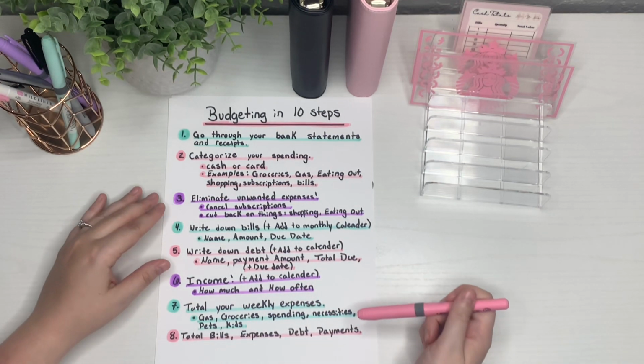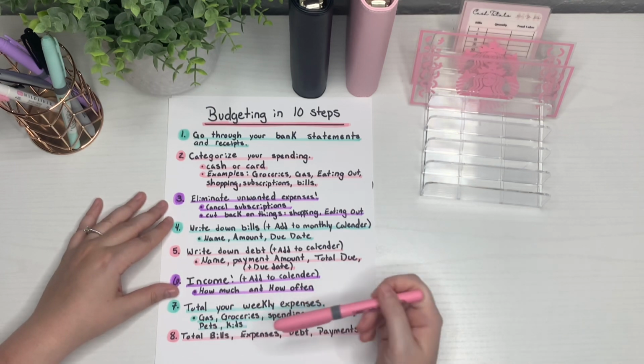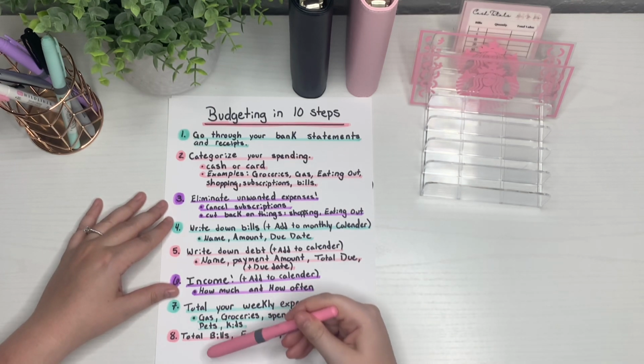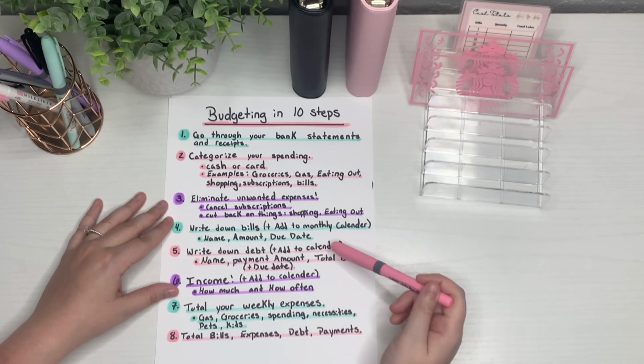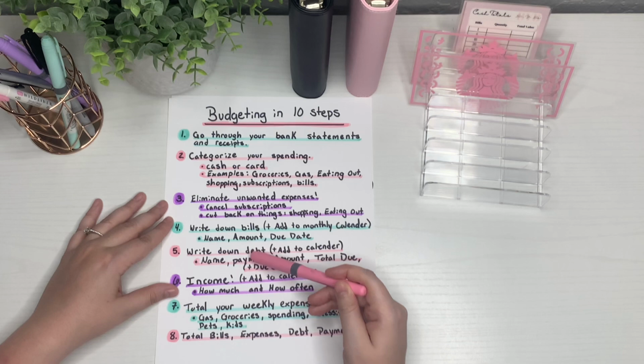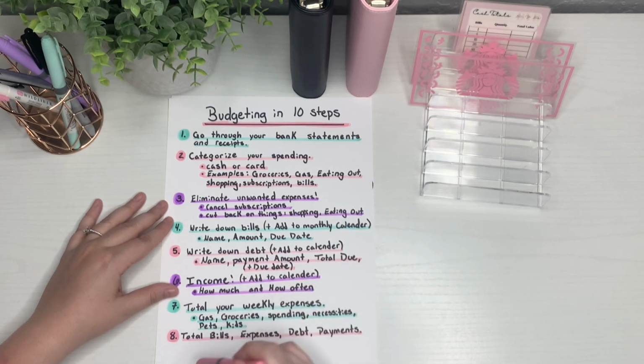Step 8 is gonna be to total your bills in one, okay? Total up all your bill payments. So you wrote down your bills and you have them, the amount and the due date. Now you're gonna add up all of your bills a month and write that down, okay? Then you're gonna add up all of your expenses. You totaled your expenses, right? So you should have that.